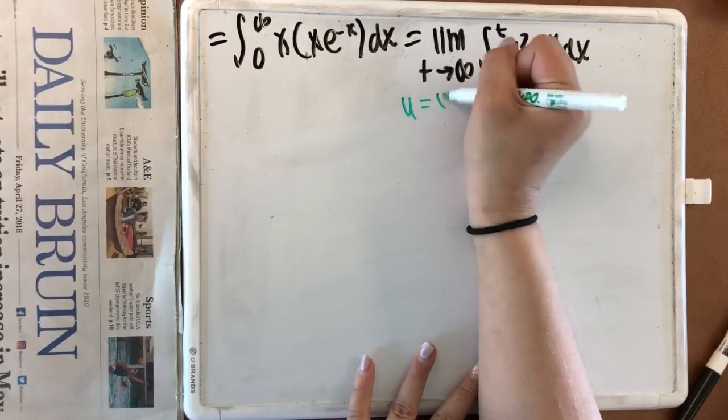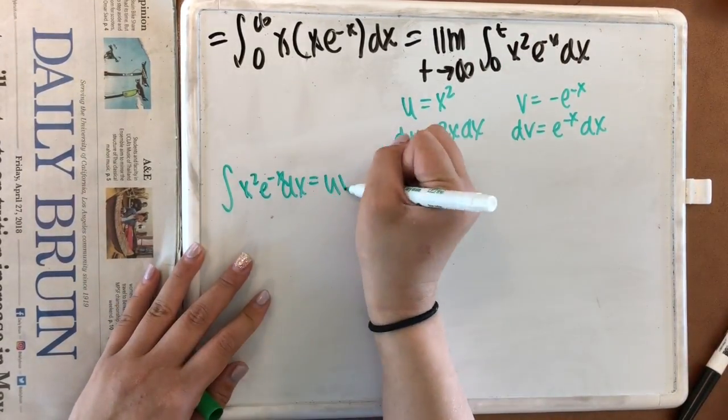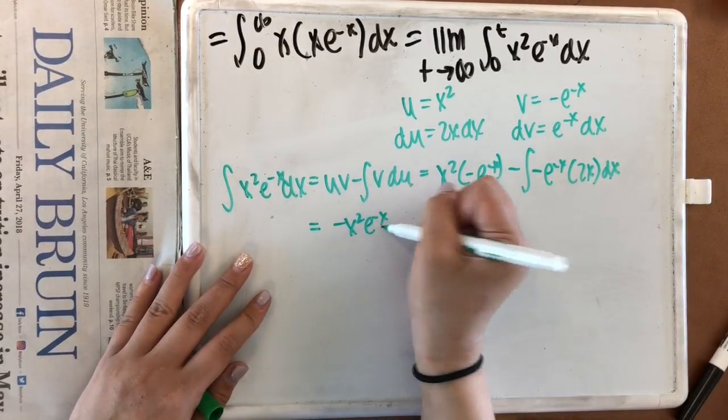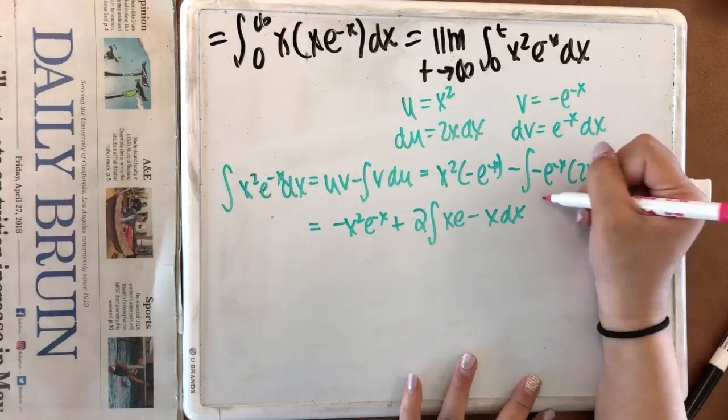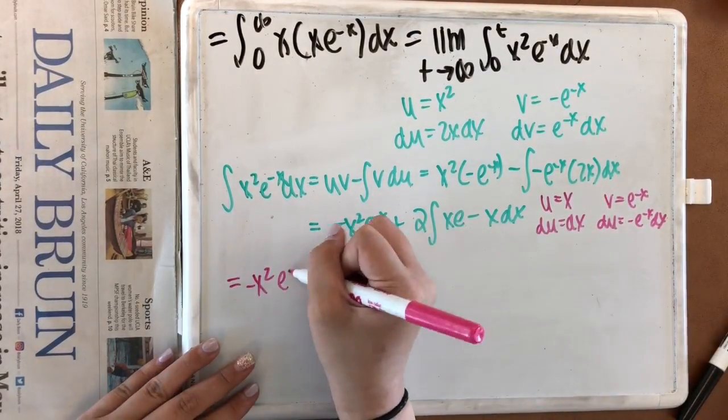So that integral is essentially the same thing as finding the limit as t goes to infinity of the integral from 0 to t of the function multiplied out, which would be x squared times e to the negative x dx. As you can see here in the green and in the pink, you have to do integration by parts in order to find the answer.